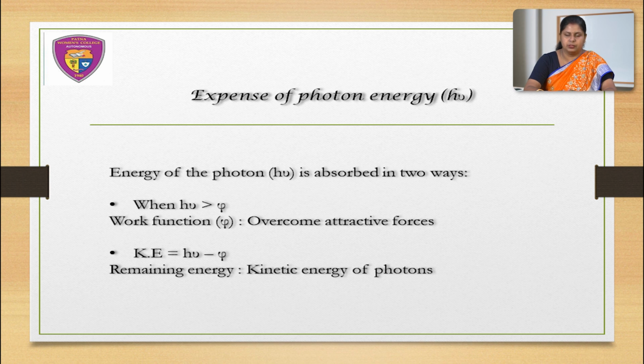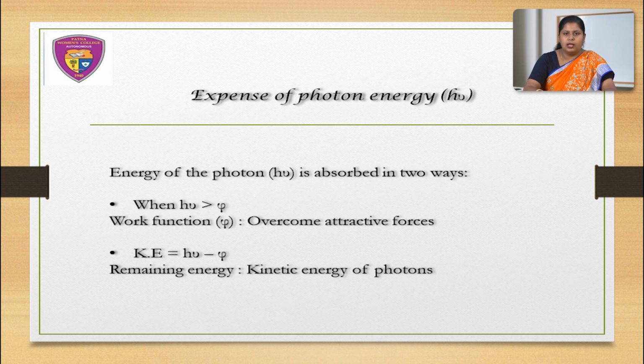Phi is the work function which is used to overcome the attractive forces of the positive ions of the metal. Phi depends on the nature of emitting surface. Secondly, the remaining energy h nu minus phi appears as kinetic energy of the photoelectrons.